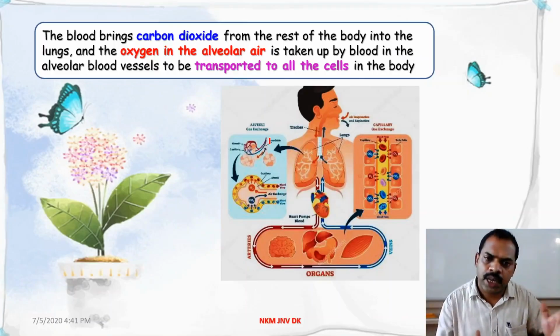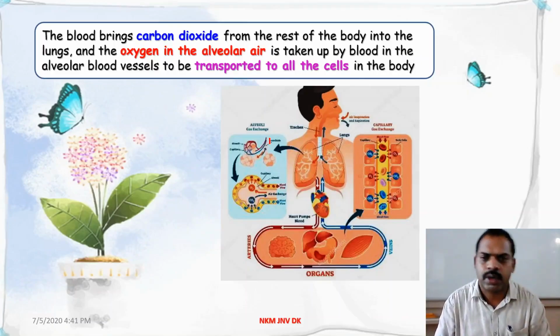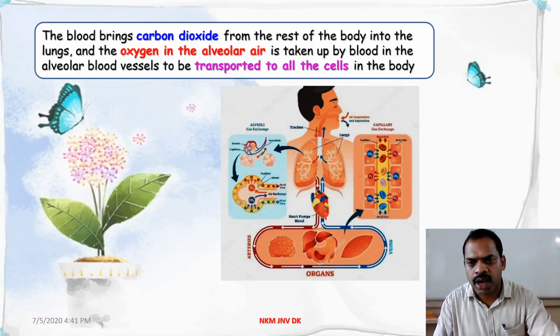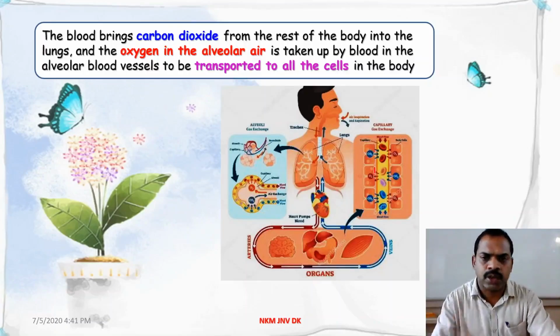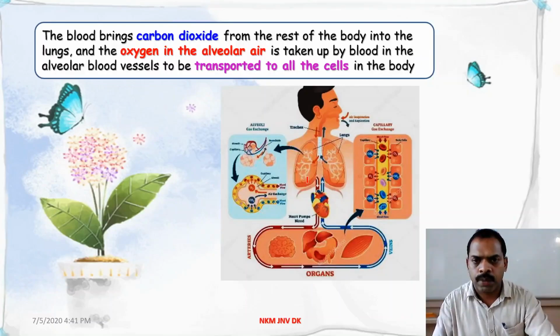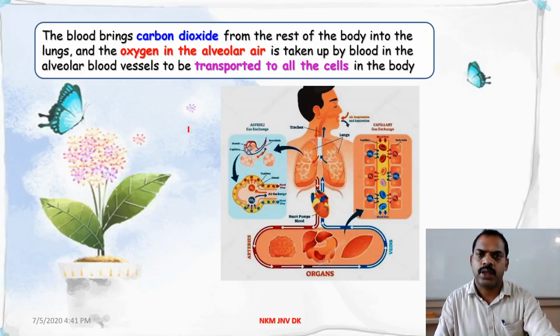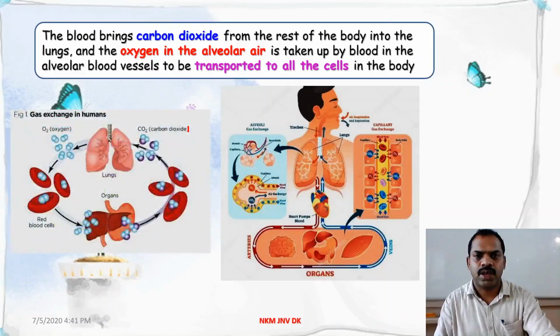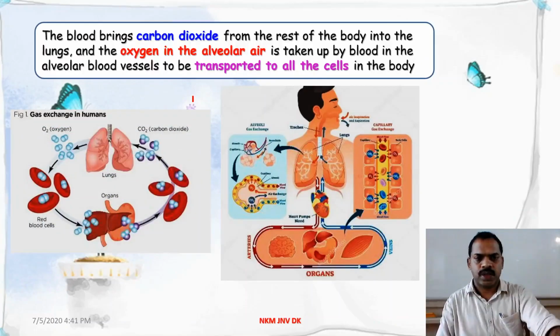So the blood carries the carbon dioxide and rushes back to the lungs. It comes through the heart. The heart will pump it into the lungs, where the lungs will ventilate it. They will receive the carbon dioxide and give the oxygen. With that oxygen, the blood again goes to the heart. The heart will pump it into the whole body. This is what happened. So this exchange between oxygen and carbon dioxide is happening in the alveolar blood vessels. Gaseous exchange.